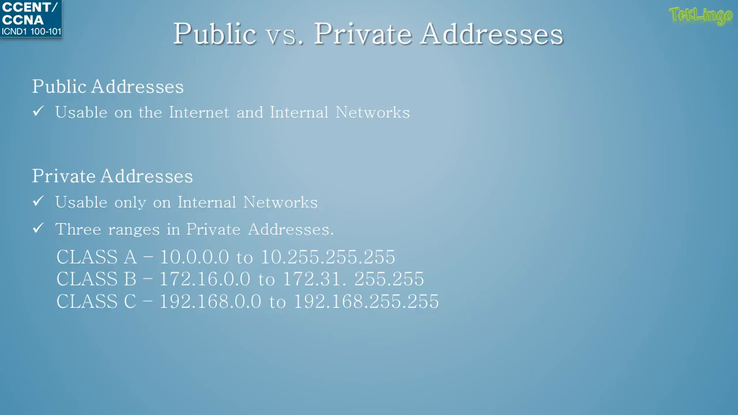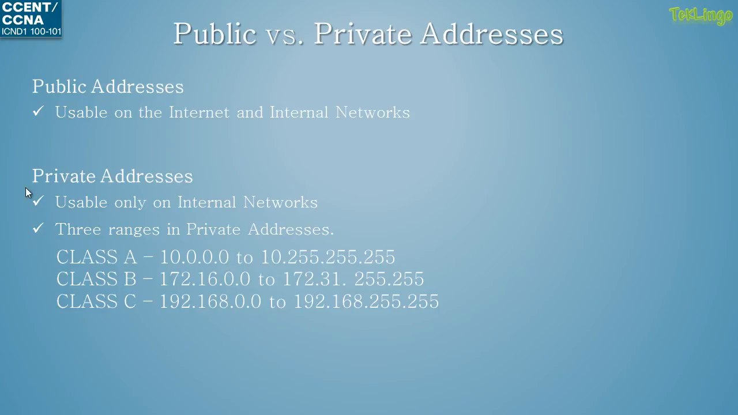Now let's talk about the differences between public versus private addresses. Public addresses are the addresses that can be used on the internet and on internal networks. It means if I want to access a network device like a web server, then that web server needs to have a public IP address assigned to it. To get a public IP address, you need to get it from your ISP.